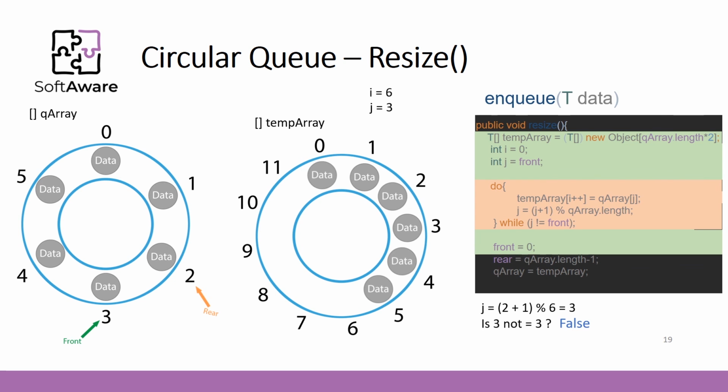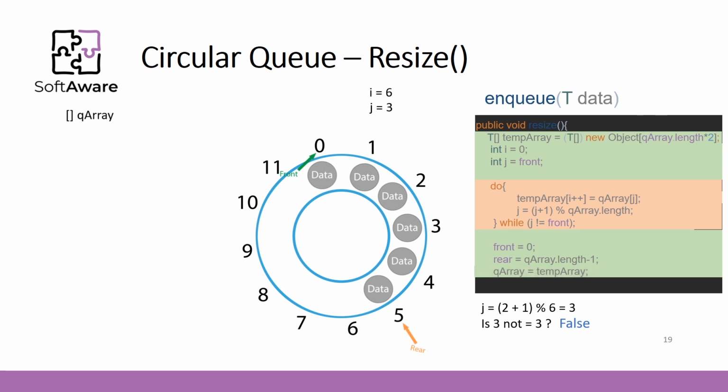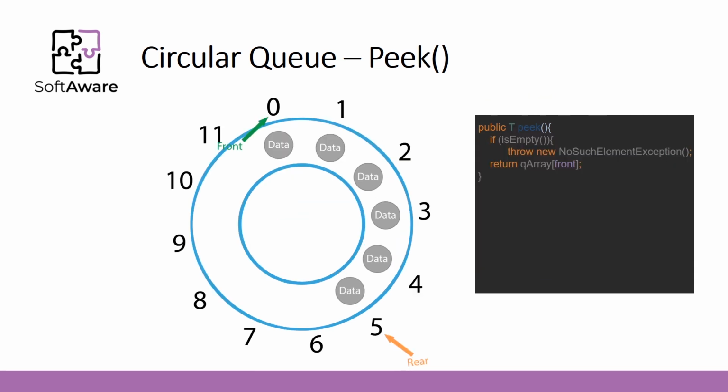Now, our front would be pointing to 0 and rear would be QArray's length minus 1. After all setup is completed, we take temp array and assign it to QArray. Because of this override, we don't waste memory and just have a new QArray with new size.